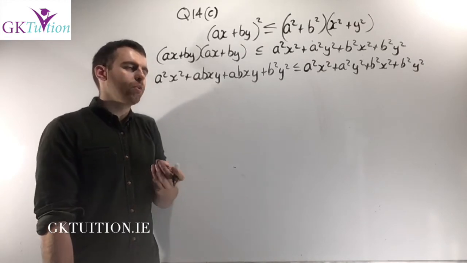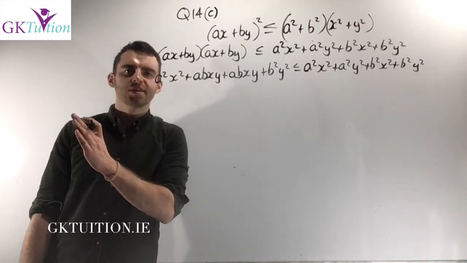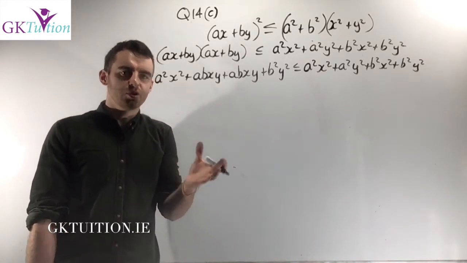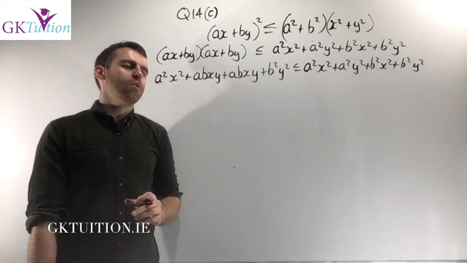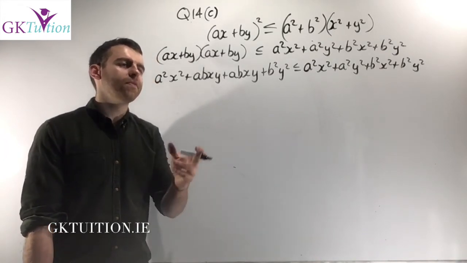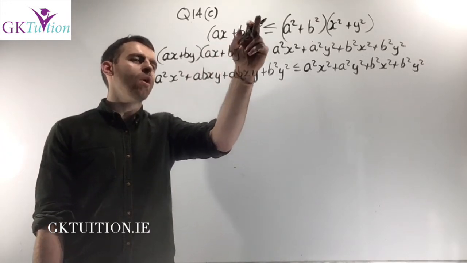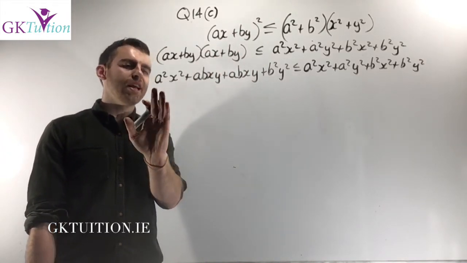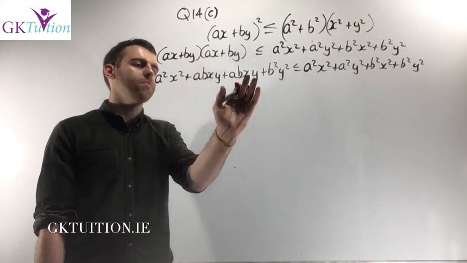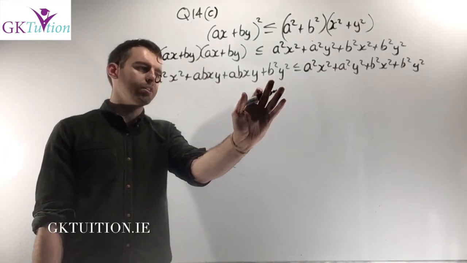Ultimately, I need to end up with everything to be squared on one side, and I'll be able to say that any real number squared is greater than or equal to 0. What I've done here, I've just started it off. I've multiplied ax plus by by itself, and I've ended up with a squared x squared plus abxy plus abxy plus b squared y squared.